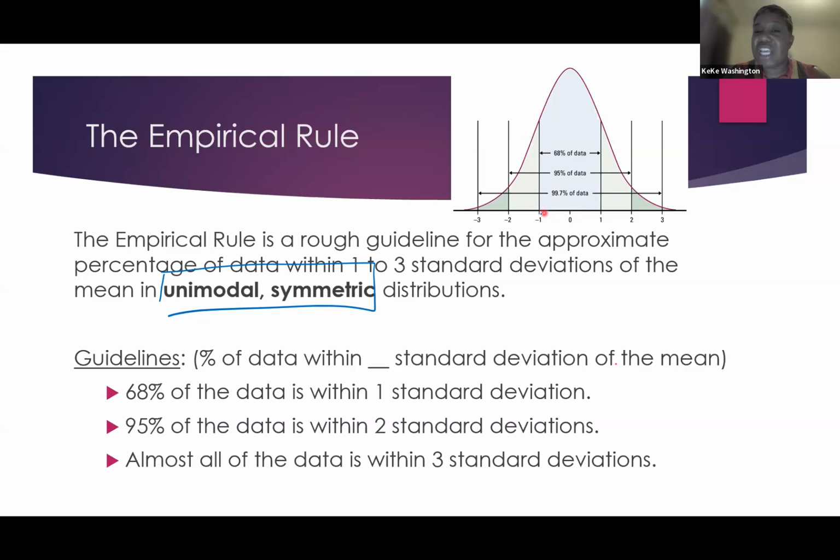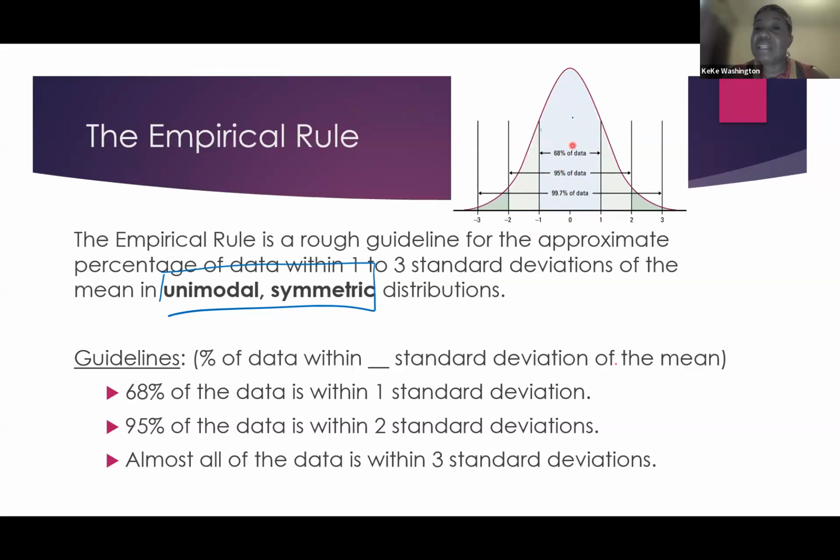To be more specific, that majority is 68% of your data. One standard deviation above the mean, one standard deviation below the mean. 68% of your data lies within those two values. 95% of your data, approximately, will lie within two standard deviations away from the mean.